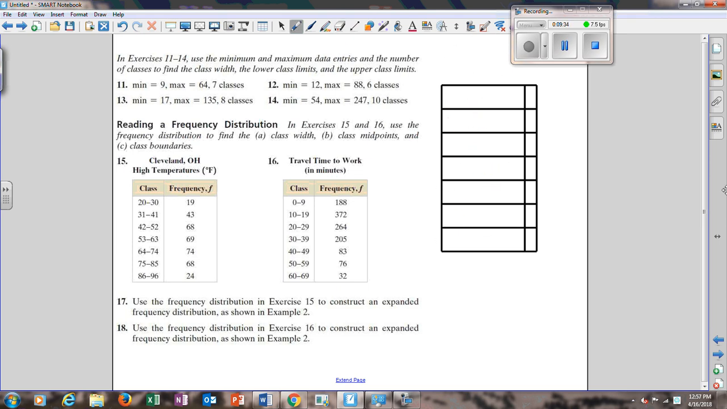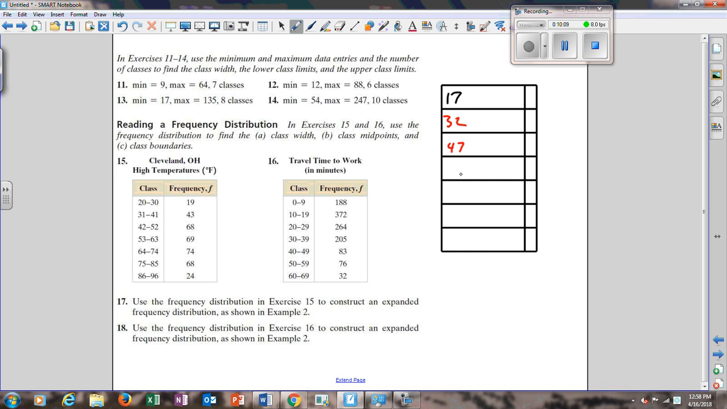Number 13. The min is 17, max is 135, you have 8 classes. So you do 135 minus 17 and divide that by 8. That gives you 14.75. So you're going to go up by 15 each time. 17, and then you go plus 15, gives you 32.